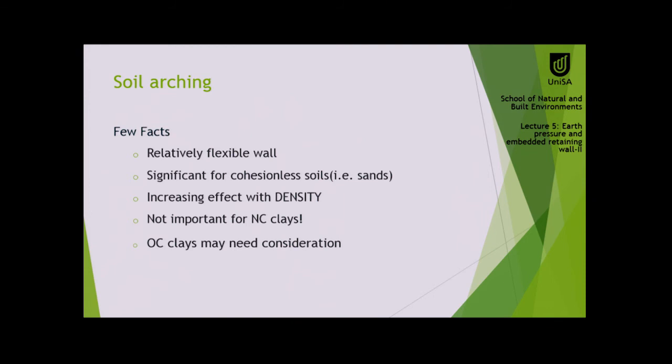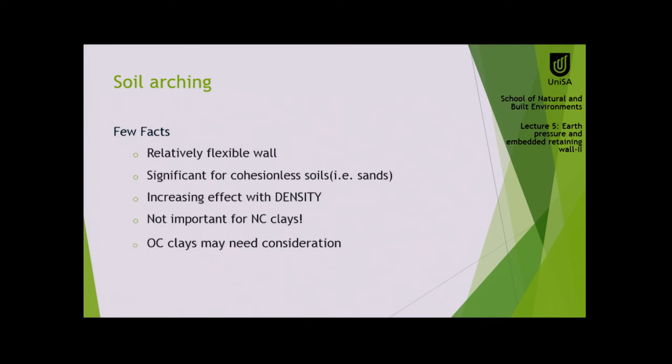A few facts we need to remember. It depends on the flexibility of the wall, how flexible that wall is. So when you design, you choose a section. For example, you find the maximum moment, then you find the section modulus, and based on the section modulus, you find an appropriate section for this retaining wall. Choose the appropriate one that doesn't behave as flexible. This behavior could be significant for cohesionless soil. It makes sense. For sandy soil, it would be significant.